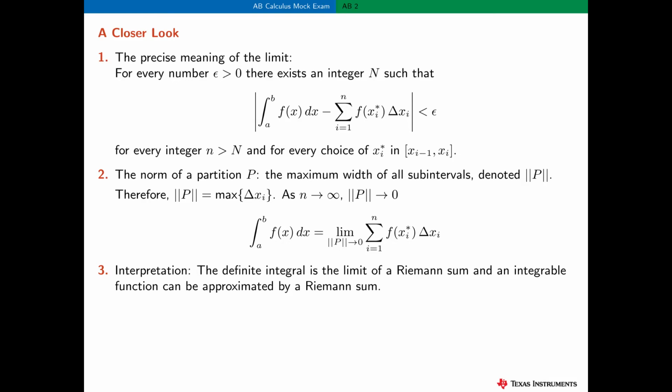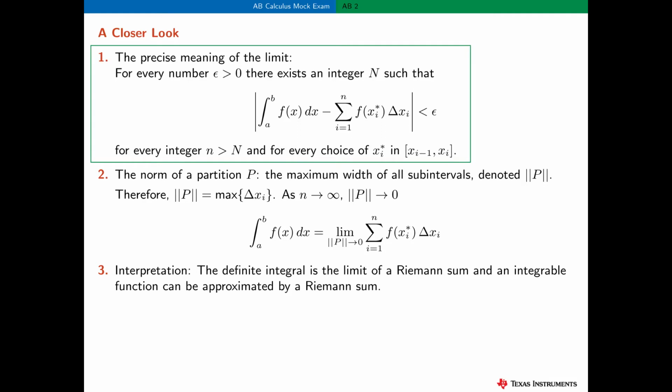I really feel obligated to take a closer look at this very important definition. First, even though we do not require epsilon-delta arguments or theoretical arguments about limits on the AP Calculus exam, here's a look at the precise meaning of this limit. For every epsilon greater than 0, there exists an integer capital N, such that this difference is less than epsilon for every integer small n greater than big N, and for every choice of the sample points x sub i star. It just means that we can make this sum arbitrarily close to the value of the definite integral.